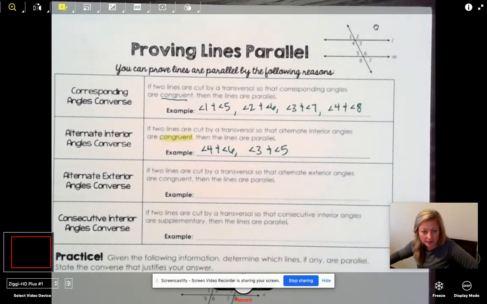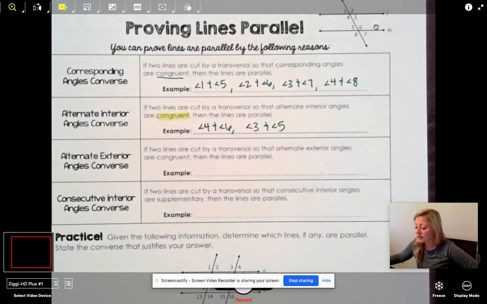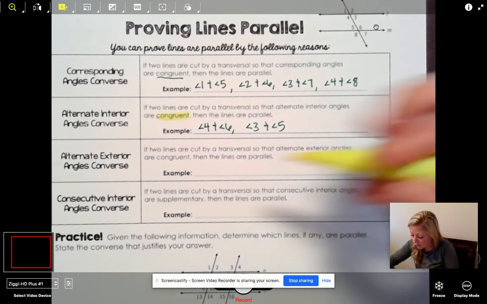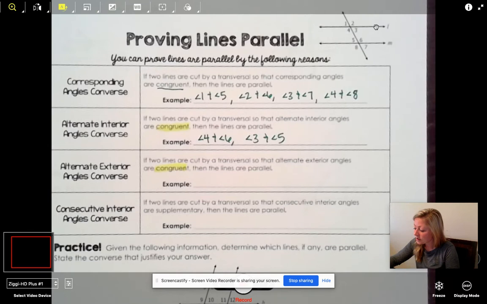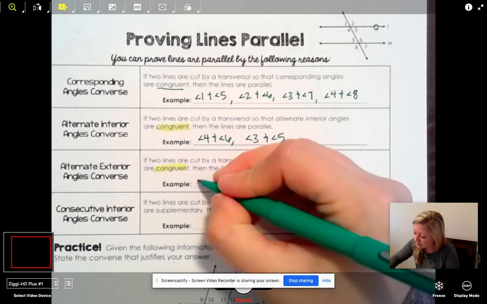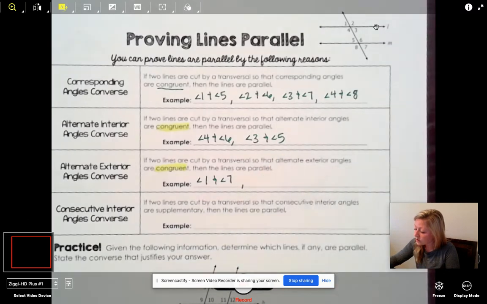Okay, let's try the next one here. Our alternate exterior angles converse. So if two lines are cut by a transversal so that your alternate exterior angles are congruent, then those lines are parallel. So what are our alternate exterior angles in this picture? We would know that angles 1 and 7 could be an option, or angles 2 and 8.